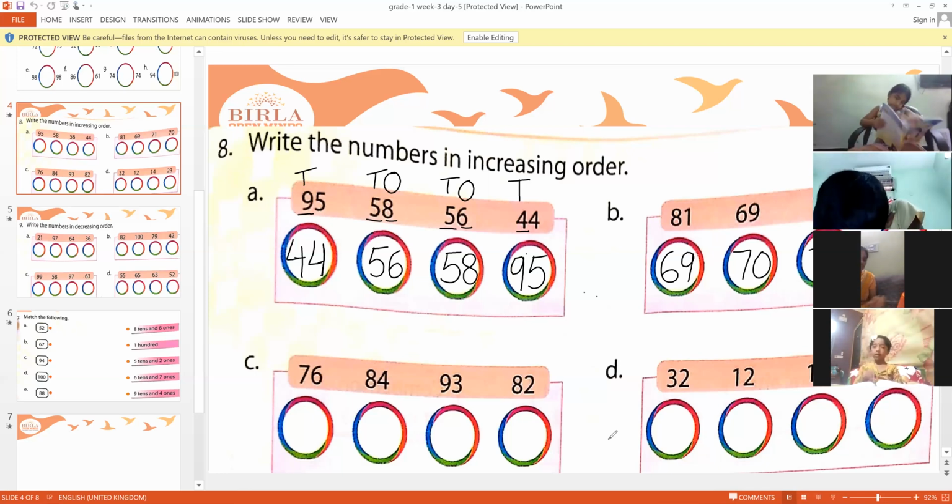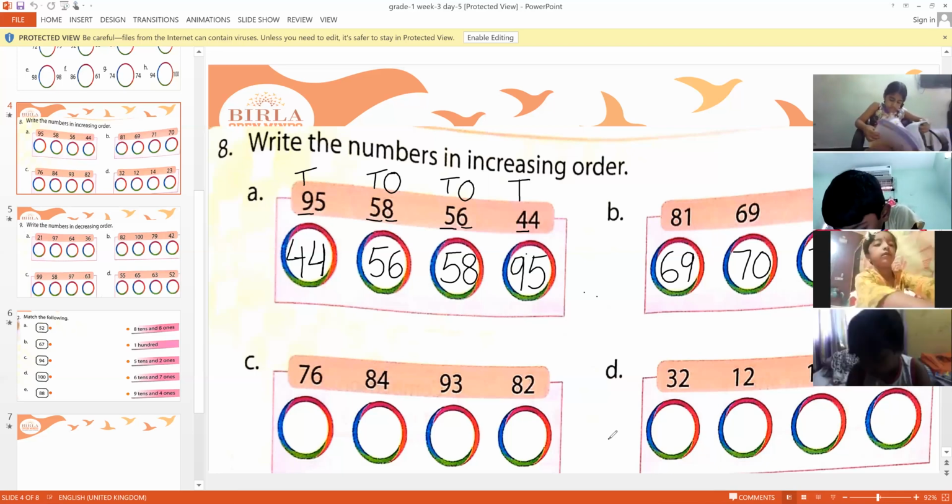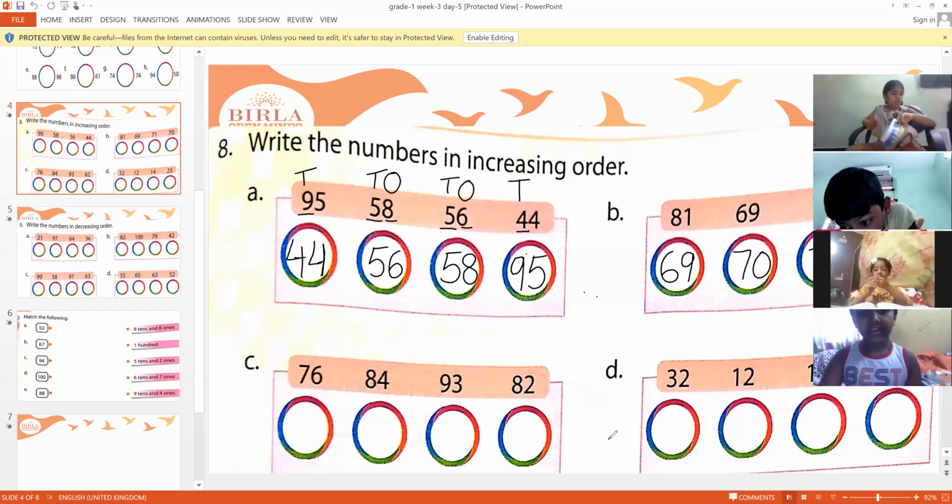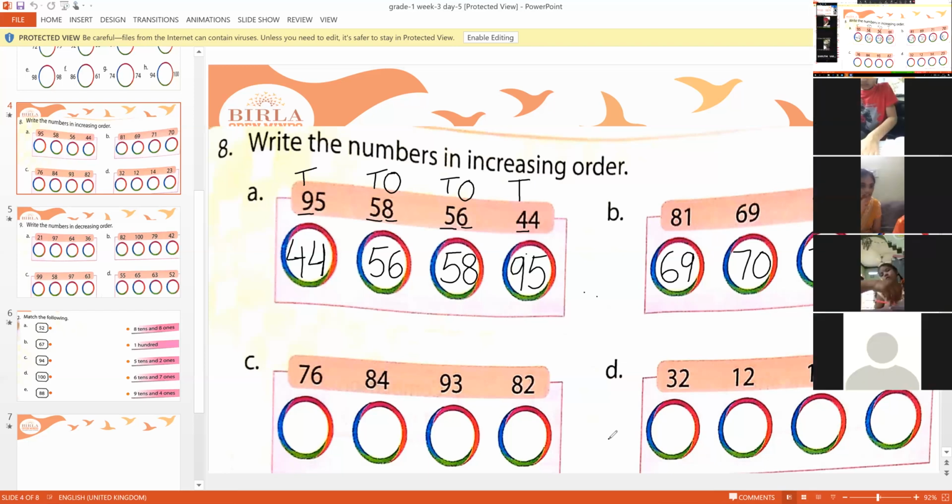Start comparing the number in tens place first. Yes. Suryansh, I'm waiting. Tell me fast. 76. Very good.